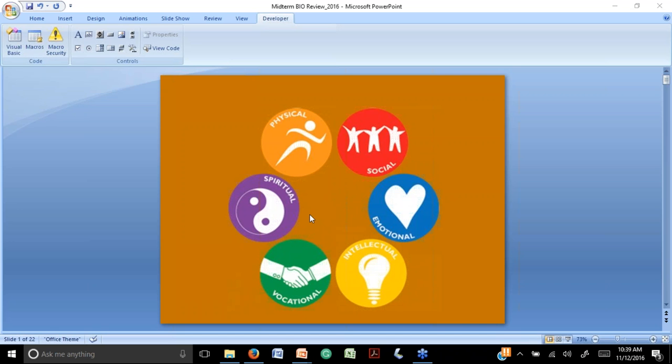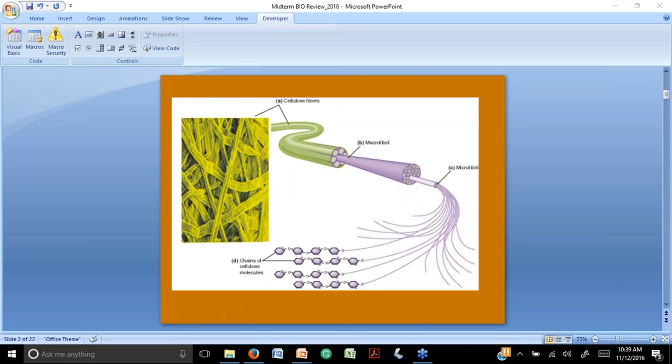The patient is not just a medication. The patient is not just liver or lungs. The patient is physical, emotional, spiritual, intellectual, and social, and has a social environment. Okay?